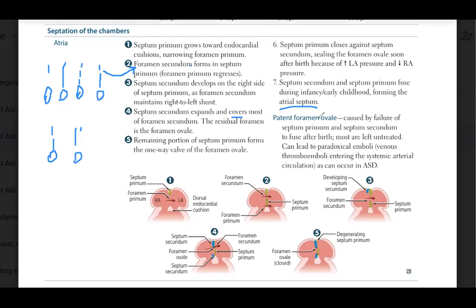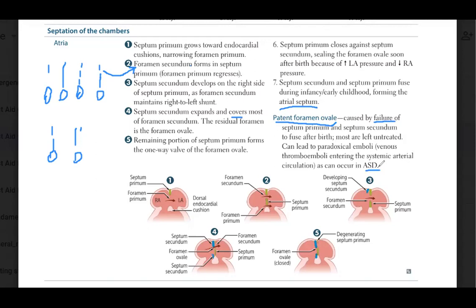Now we have a clinical problem called patent foramen ovale, which is caused by the failure of septum primum and septum secundum to fuse after birth. Most are left untreated, and it can lead to paradoxical emboli. What is a paradoxical emboli? It is a venous thromboemboli entering the systemic arterial circulation, as can occur in atrial septal defect, ASD.